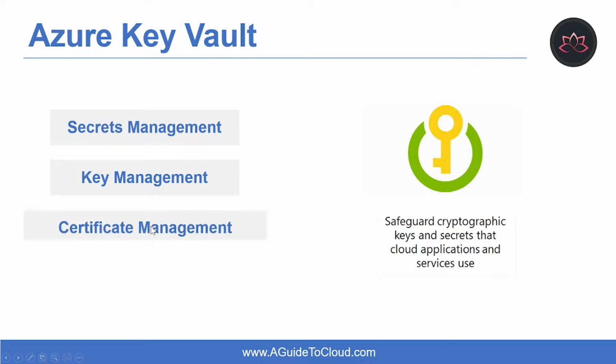The third one is certificate management. Azure Key Vault is also a service that lets you easily provision, manage, and deploy public and private SSL/TLS certificates for use with Azure and your internal connected resources. And the fourth issue Azure Key Vault tries to resolve is the ability to store secrets backed by hardware security modules, or HSMs. The secrets and keys can be protected either by software or HSMs, or hardware security modules.